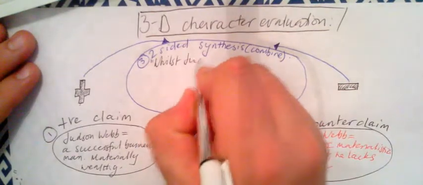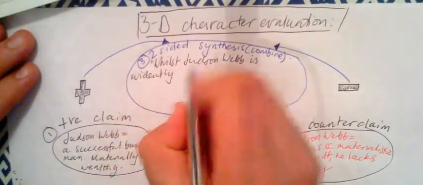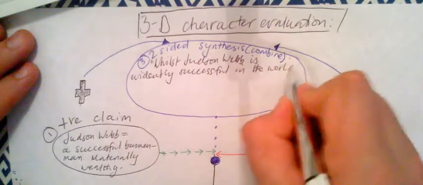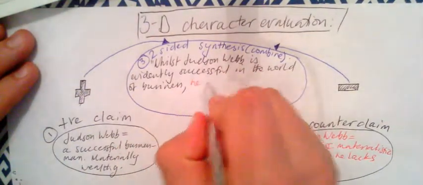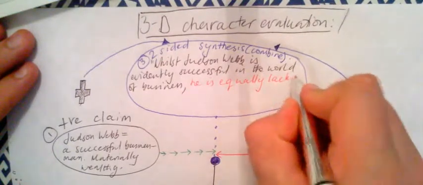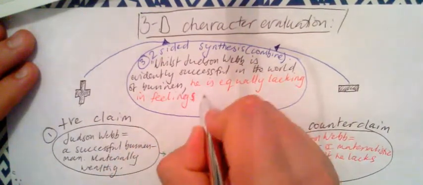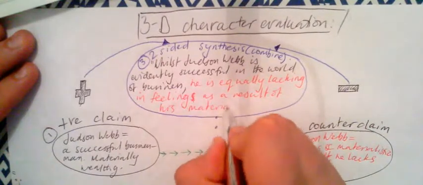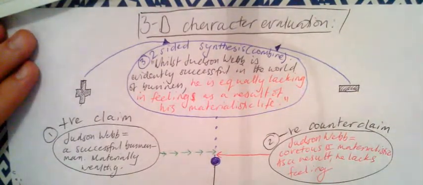Whilst Judson Webb is evidently successful in the world of business, and then we switch, he is equally lacking in feeling as a result of his materialistic life. So we've got there, in this full sentence, the two components combined.